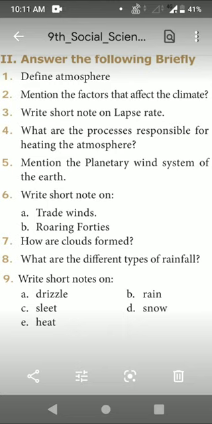Next one, the average global surface temperature is 13 degrees Celsius. Next, the process of change of state of water from gas to liquid state is called condensation. Okay, students, next one. The Sun is the chief energy source of the earth. Which is the chief energy source of the earth? Sun.